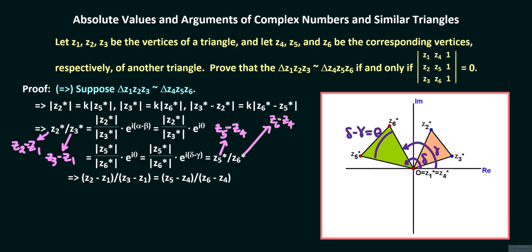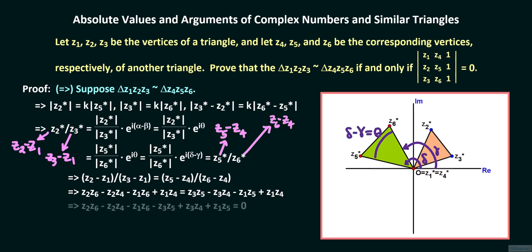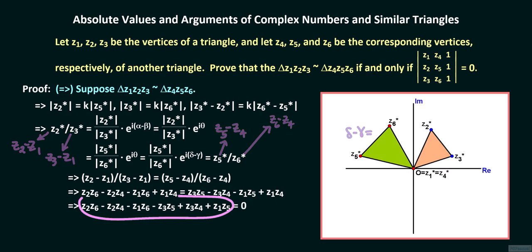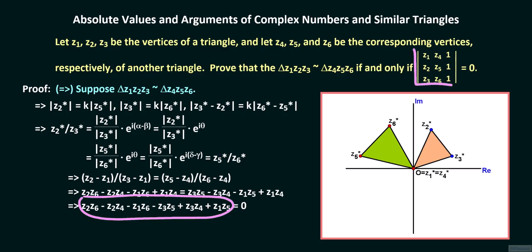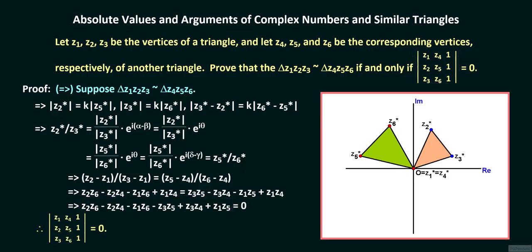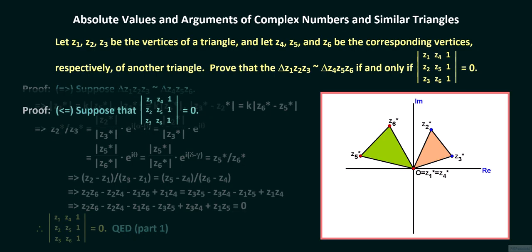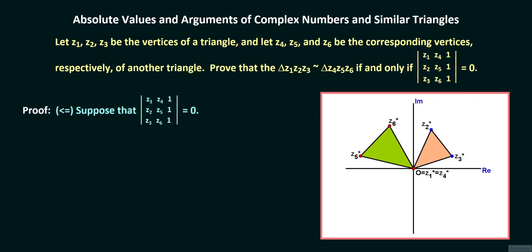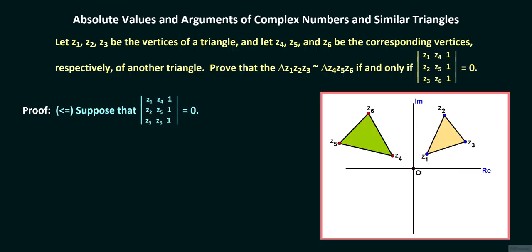We cross multiply and multiply things out, move everything to the left side, and then simplify. The viewer can check that the left side is the determinant. And so we have completed the proof of the first direction of the if and only if statement. We will now show that the two triangles are similar if the vertices of the triangle satisfy the determinant equation.